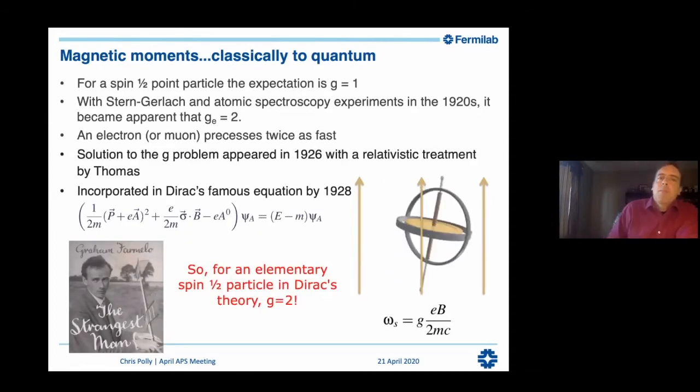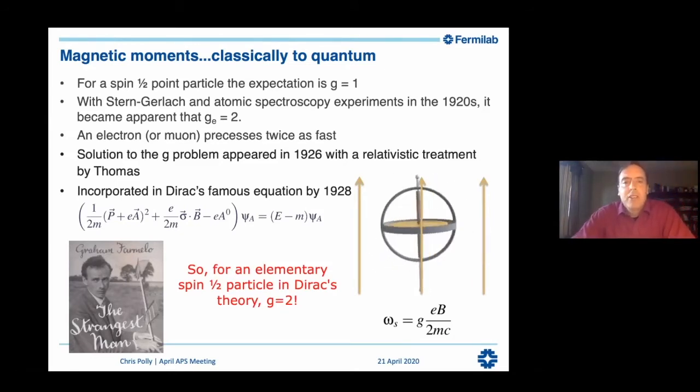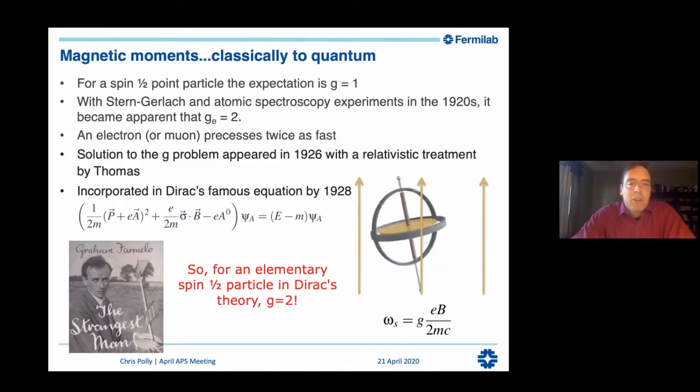So for a spin 1/2 point particle, in a classical theory, you would expect the Landé G factor to come out to be 1. However, with Stern-Gerlach and atomic spectroscopy experiments in the 1920s, it became quickly apparent, at least for the electron, that the G factor was in fact 2. So the electron, or a muon for that matter, precesses twice as fast as you would expect and has a magnetic moment that's double the strength.